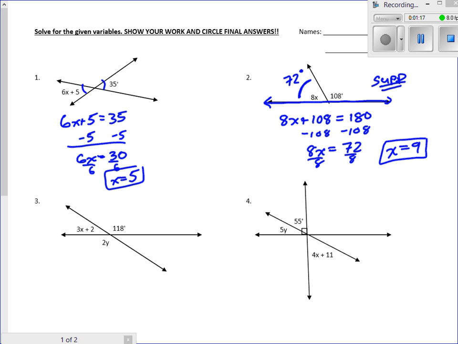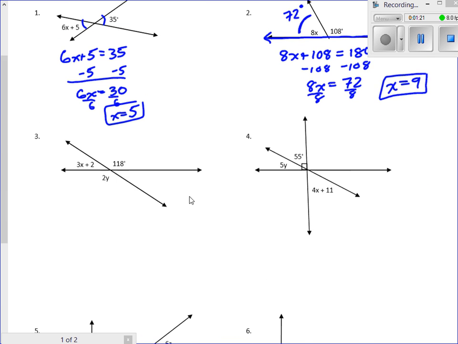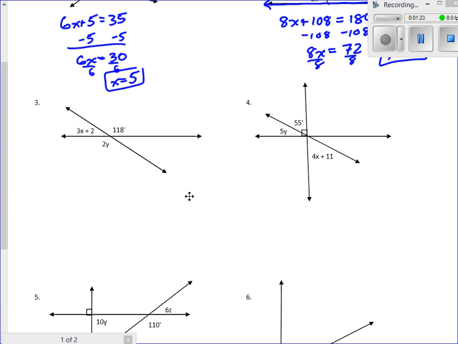For number 3, we get a mix of both. The first thing that I usually look for are the vertical angles. So 2y and 118. And since those are vertical, they're equal. Divide both sides by 2, and we realize that y equals 59.